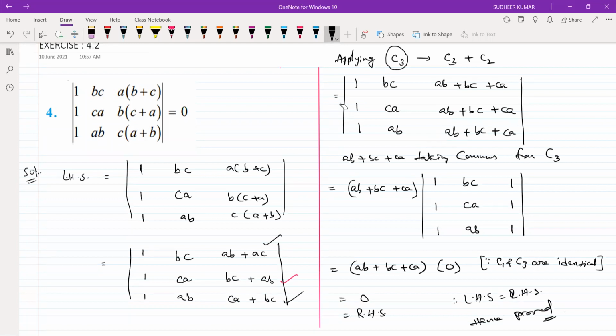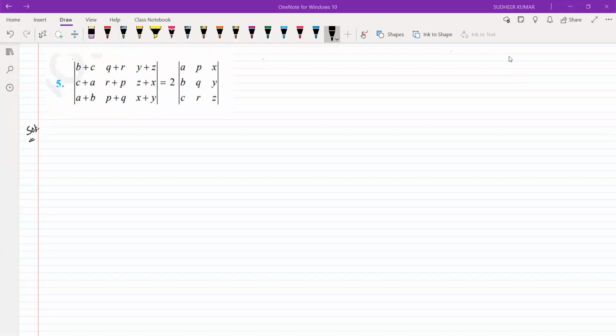Is it clear, ma? Yes, sir. C1 and C3 are same or identical. We'll apply this operation. That's it. Then only you can easily get the result. As you said, if you add all the rows, that is also one correct idea, but we'll get 2 times of ABC. 2 only can be taken out.